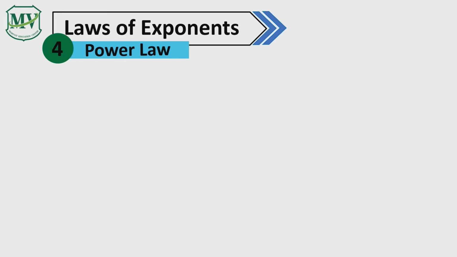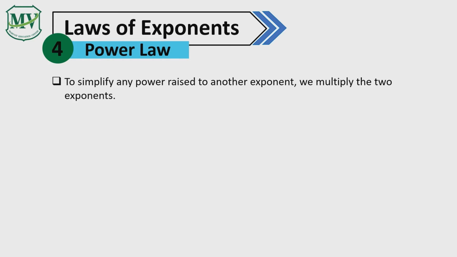Power law, or power raised to another power. To simplify any power raised to another exponent, we multiply the two exponents. We could write it as a raised to the power of m, raised to the power of n, equal to a raised to the power of m multiplied by n.